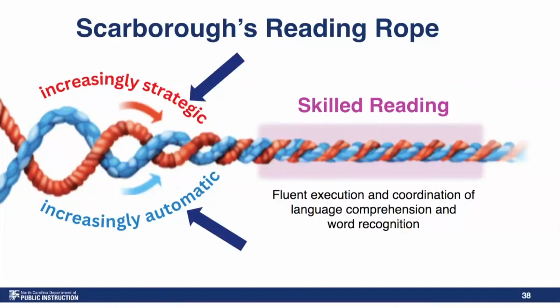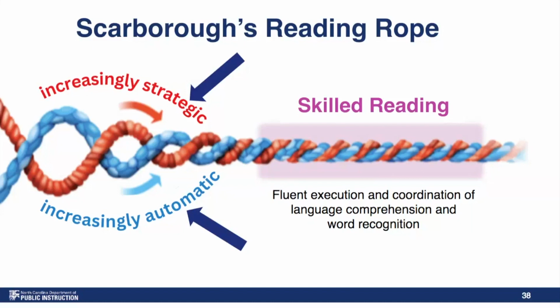So let's zoom in a little bit into Scarborough's reading rope further. You notice the words "increasingly strategic" and "increasingly automatic." Maybe you haven't thought through this part before, but this really applies when we get to comprehension. When we talk about the connection between fluency and comprehension, it's really this part. As decoding becomes more automatic and using language comprehension skills becomes more strategic, the student is able to make meaning of what they're reading. So meaning is largely the product of effortless and automated activities across all of the strands of the reading rope that we were just looking at.